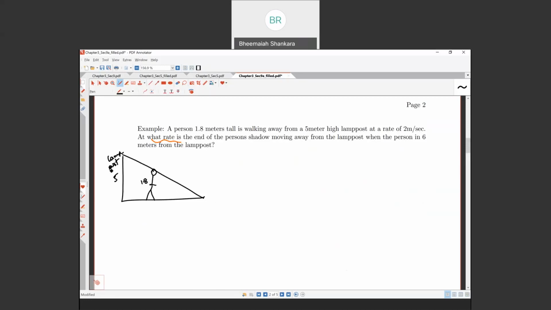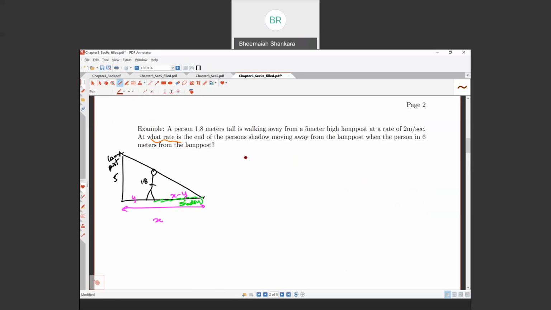And at what rate is the end changing? So let me mark this distance as x and say this distance is y. So this part will be x minus y. And the shadow will be this part of the problem. So I'm going to say the shadow. We'll be using the similar triangles concept to do this problem.